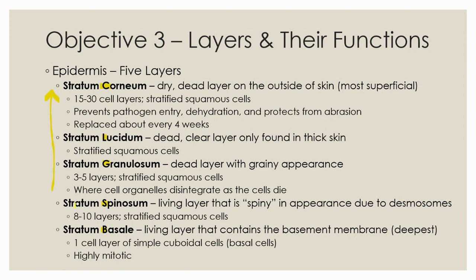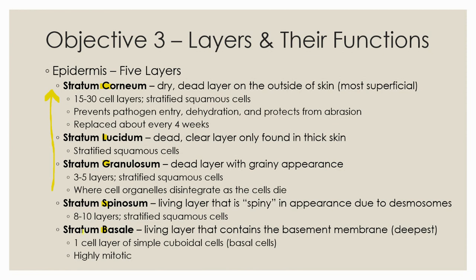Okay. Now our living layers are going to be the stratum spinosum and the stratum basale. I've heard it said both ways, so however you want to learn it is fine. But the stratum spinosum looks spiny in appearance because you have these cells, these keratinocytes, that are held together by desmosomes. And the desmosomes are kind of a type of cell junction. And so they kind of like button the cells together and they kind of give it a spiky appearance between the cells. And so that's 8 to 10 layers, and this is going to be a living layer of cells.